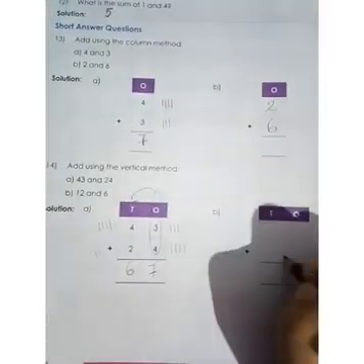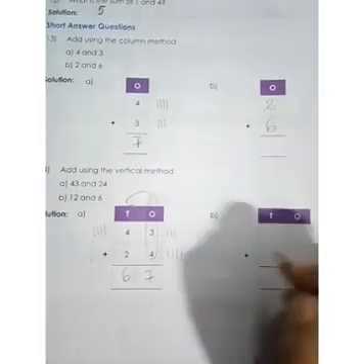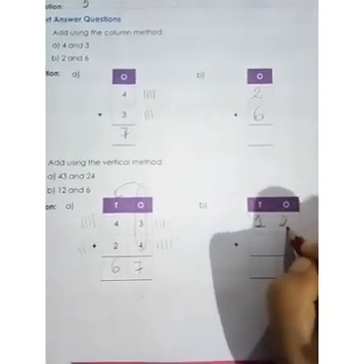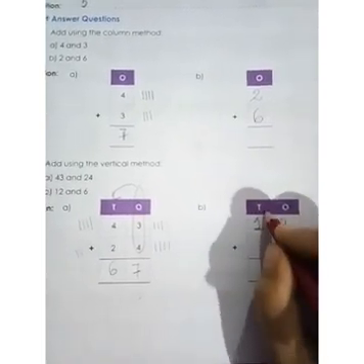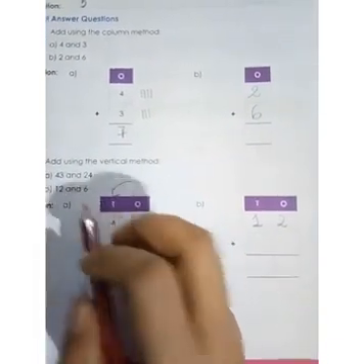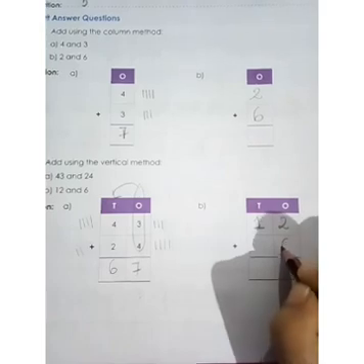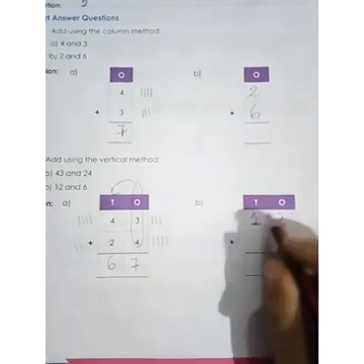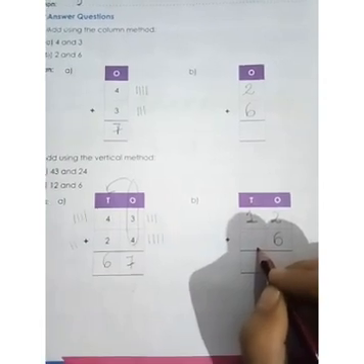Similarly, you have to do this also. Now the numbers are not given. You have to place the numbers. What is the first number here? 12. So 1, 2. 2 is in the ones place. 1 is in the tens place. What is the second number here? The second number is a single digit. So it will come only in the ones place. If it is a 1-digit number, it will come in the ones place. If it is a 2-digit number, then the next digit will come in the tens place.